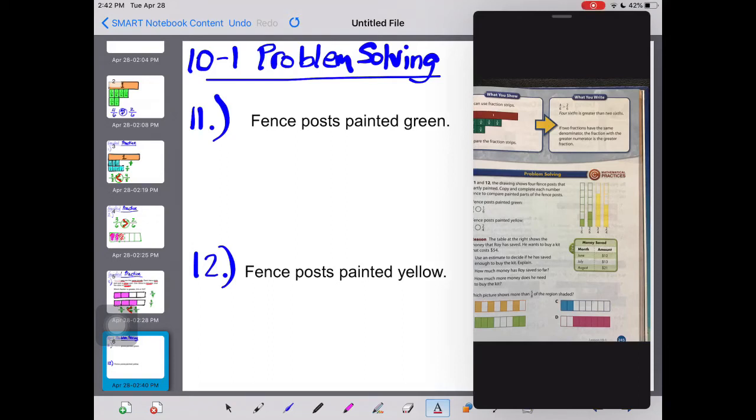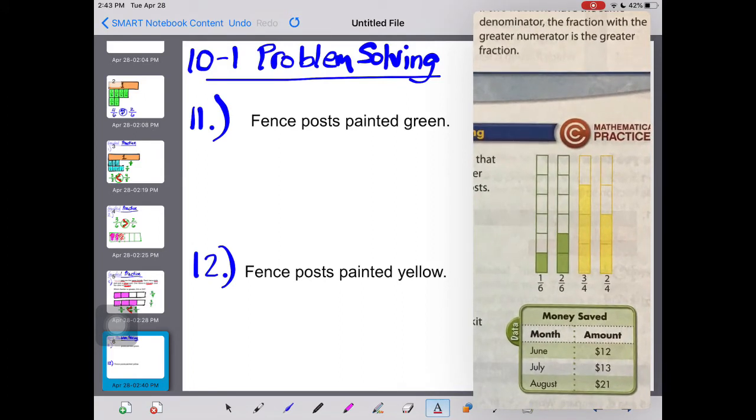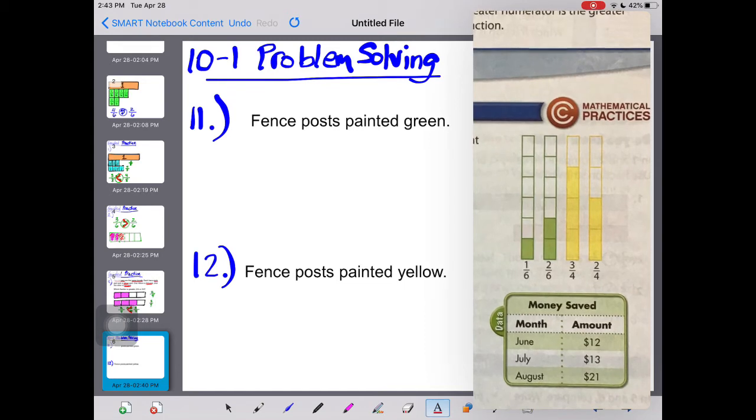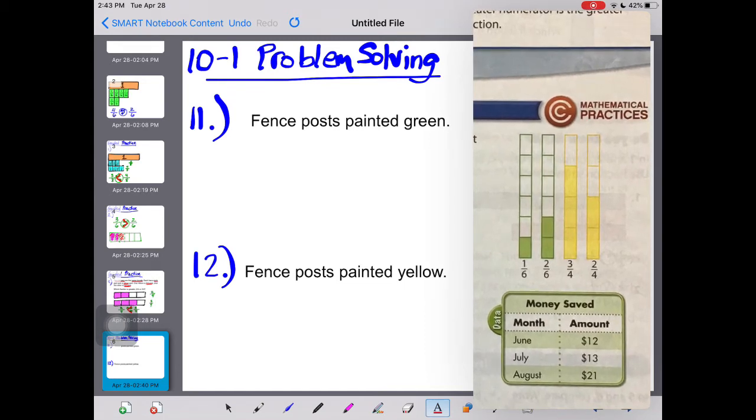Well, I hope you did okay on your independent practice. I look forward to seeing that when you turn it in. But now let's take a look at the problem solving section. It says for numbers 11 and 12 that the drawing in your textbook shows 4 fence posts that are just partly painted.